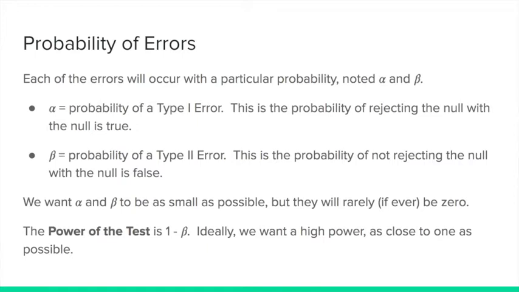So we would like for alpha and beta to both be as small as we can make them. However, they will rarely be 0 because the only way we could really be sure is if we actually knew information about the population that supposedly we don't know, and the fact that we don't know is the reason we're doing a hypothesis test. So here's this power of the test thing again on the last line. The power of the test is 1 minus beta. We would like for the power of the test to be as high as possible, as close to 1 as possible. But again, beta is hardly ever 0, so the power of the test will probably never be exactly 1.